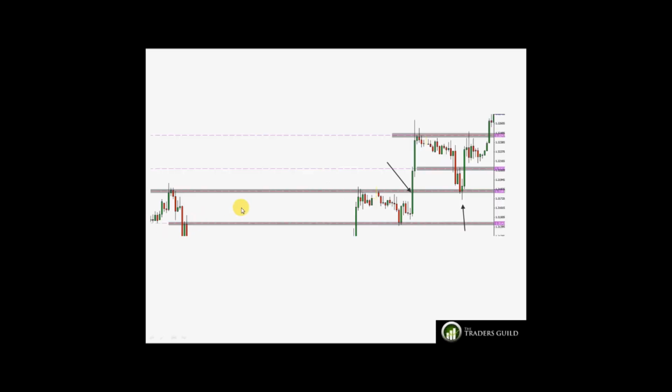Okay, so example one. This shows a resistance zone being broken here. Price then came back to test this as support, i.e. this is an SR pivot zone. So what we ideally want to do now is pinpoint the exact moment where the decision was made to break this resistance zone. Within this zone here, where was the decision made to break this SR zone?